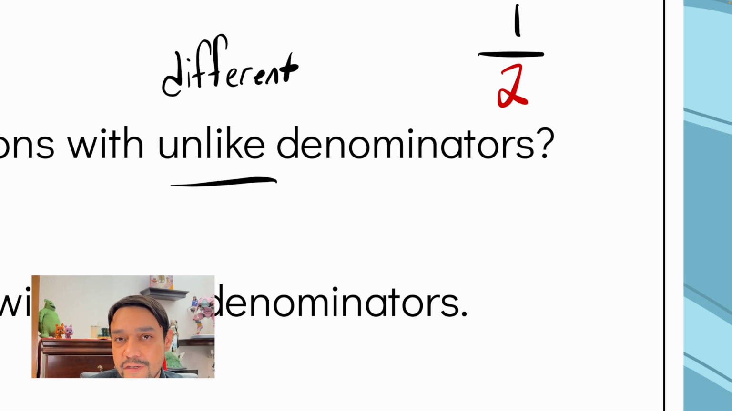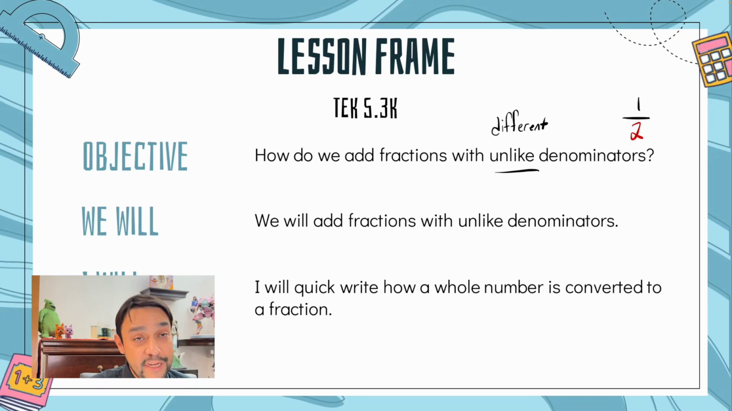We can't really add or subtract fractions if the parts are different. If we are going to add or subtract fractions, then those parts have to be the same so we can get the total or the sum or the difference accurately. All right, so let's get into it.